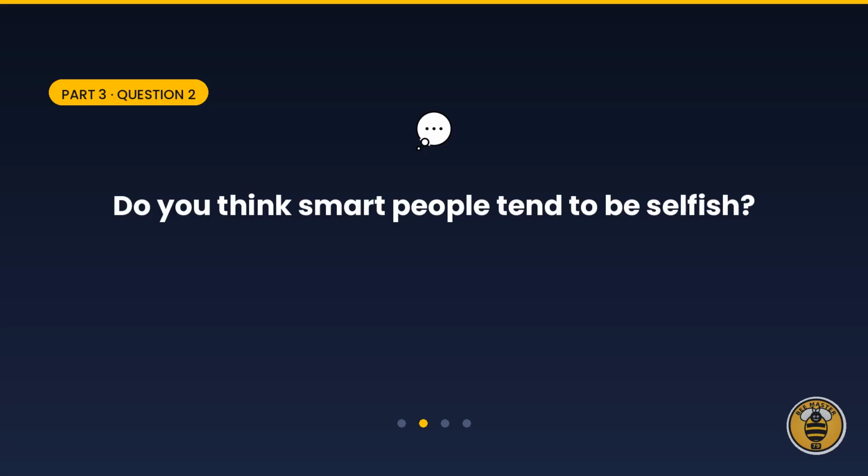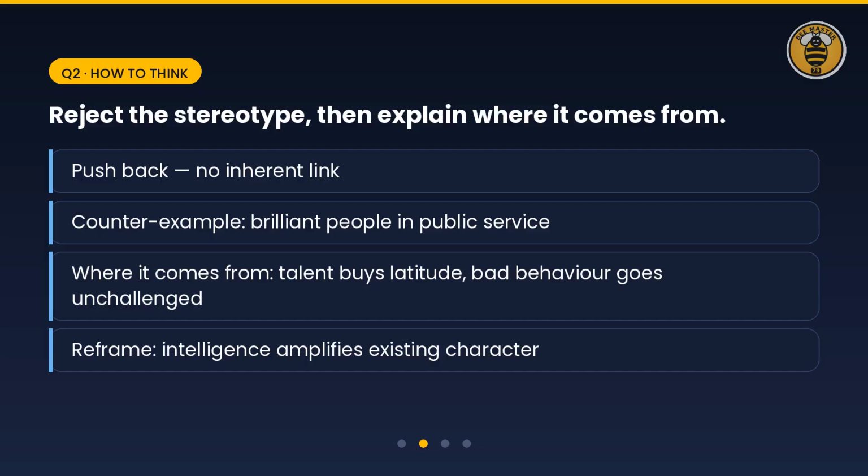Question 2. Do you think smart people tend to be selfish? This question contains a stereotype, and the examiner wants to see whether you swallow it. Reject it, then do something better. Explain where the stereotype comes from. That single move lifts an ordinary answer into the top bands.